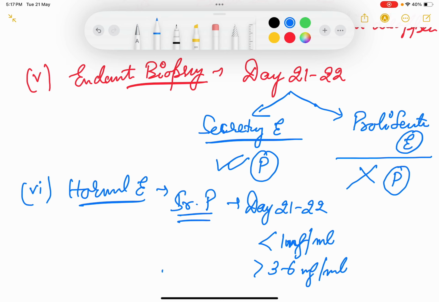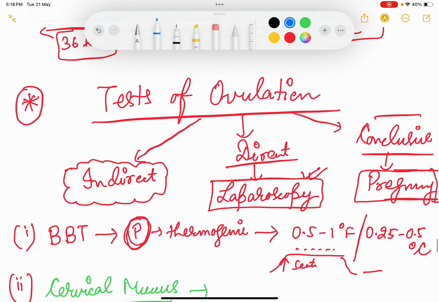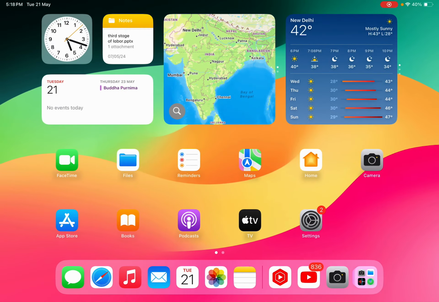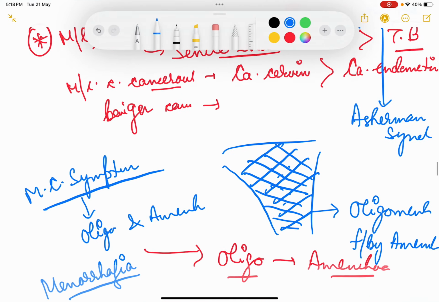Similarly, you can go for serum LH estimation, whereby LH also surges and reaches a peak in the afternoon, around the ovulation time. So, these are the 6 types of indirect tests which can be done to test for ovulation.